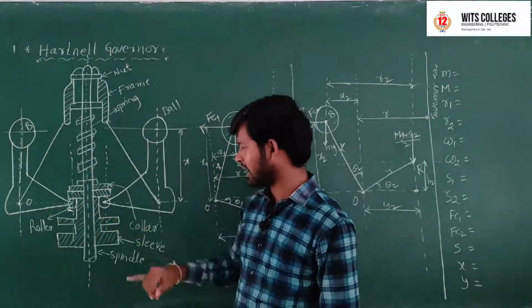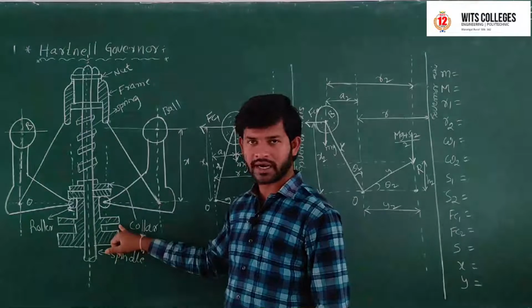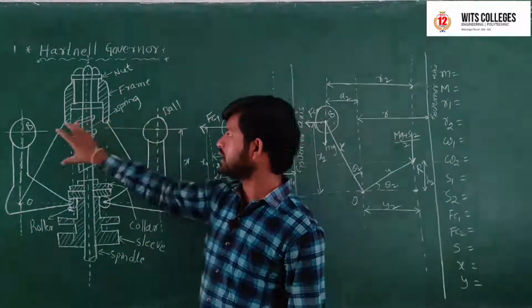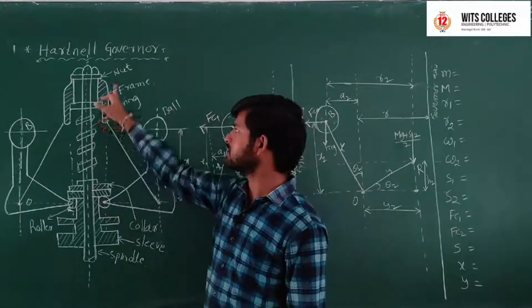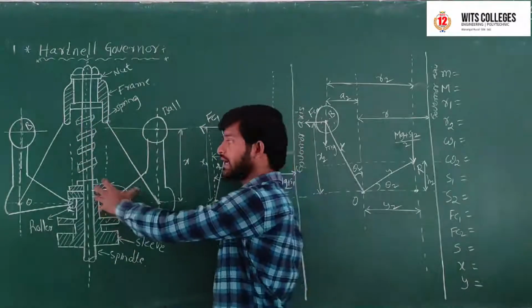Next, this is the collar. We attach the weights here, and this is the sleeve weight. Whatever weight we apply can be attached here. And this is the total spindle and these two are the balls. This is the total frame, this is the spring loaded. This is about the Hartnell governor.